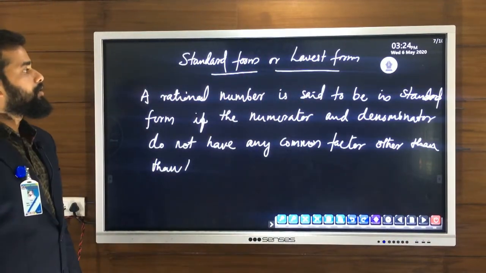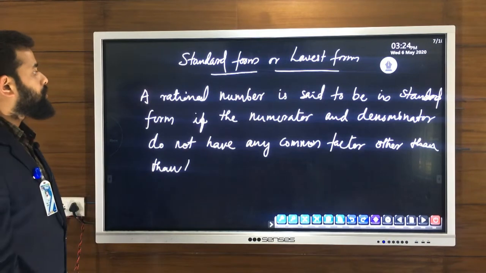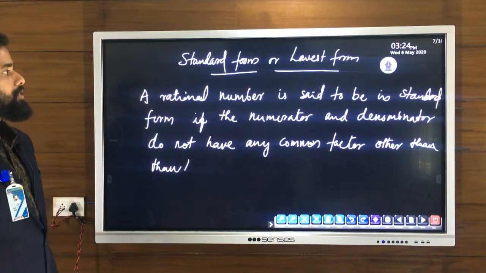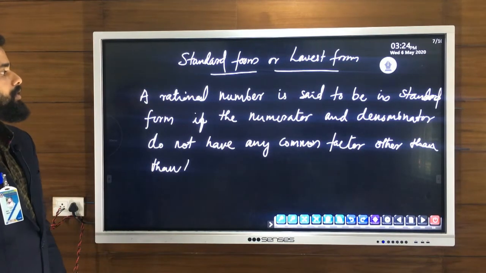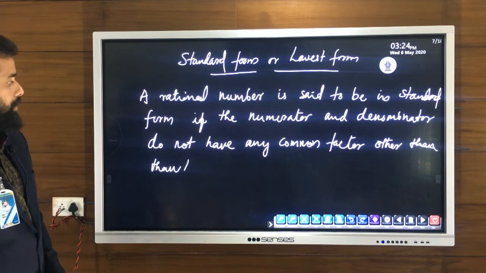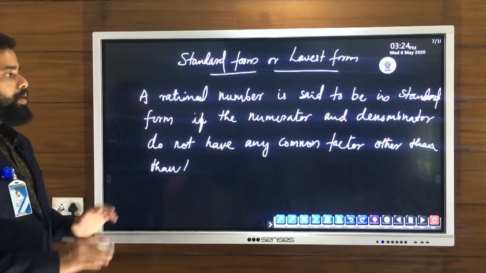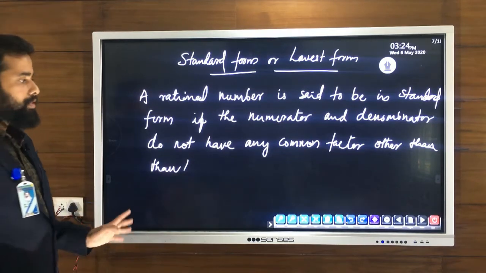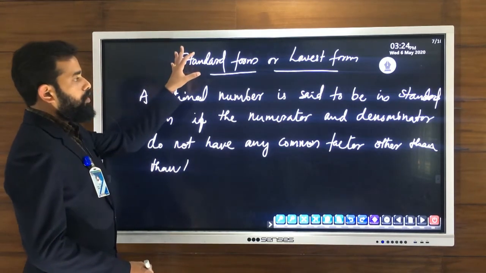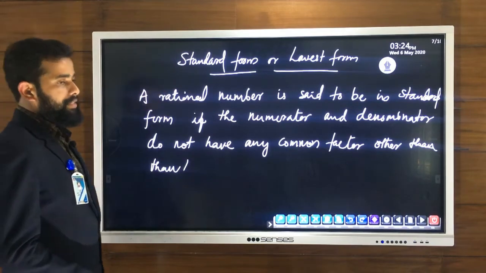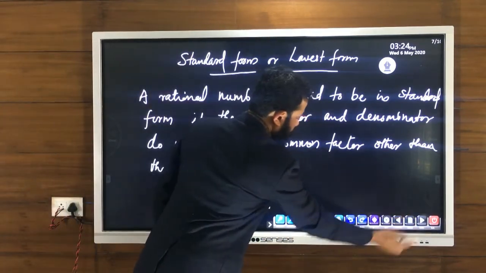Next is standard form or lowest form of a rational number. A rational number is said to be in standard form if the numerator and denominator do not have any common factors other than 1. No other common factors, only 1 will be the common factor. That form of rational number is known as the standard form of a rational number.